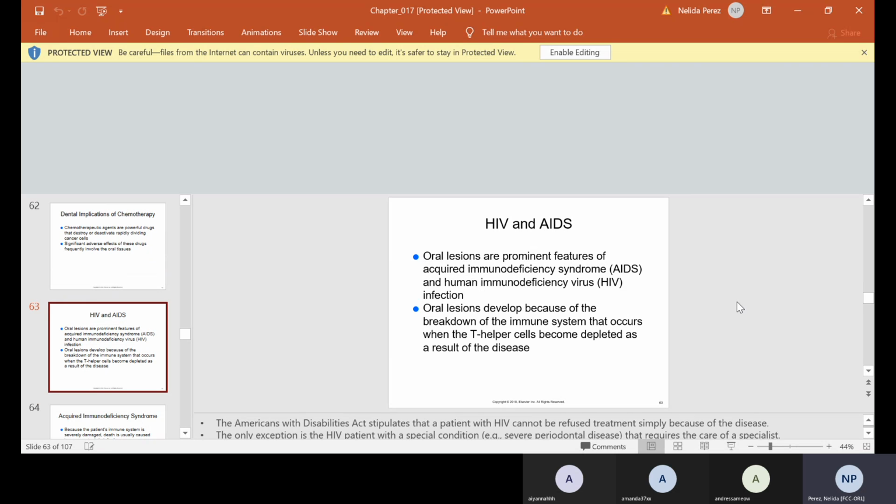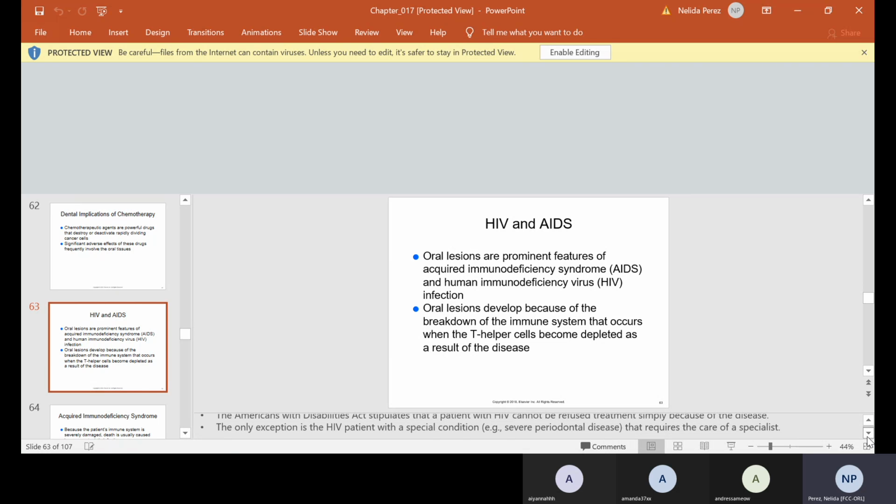Your HIV and AIDS, oral lesions are prominent features of HIV and AIDS infection. Oral lesions develop because of the breakdown of the immune system that occurs when the T helper cells become depleted as a result of the disease. The Americans with Disability Act stipulates that a patient with HIV cannot be refused treatment simply because of the disease. The only exception is that HIV patient with a special condition like severe periodontal disease that requires the care of a specialist. So we usually refer them to the specialist.